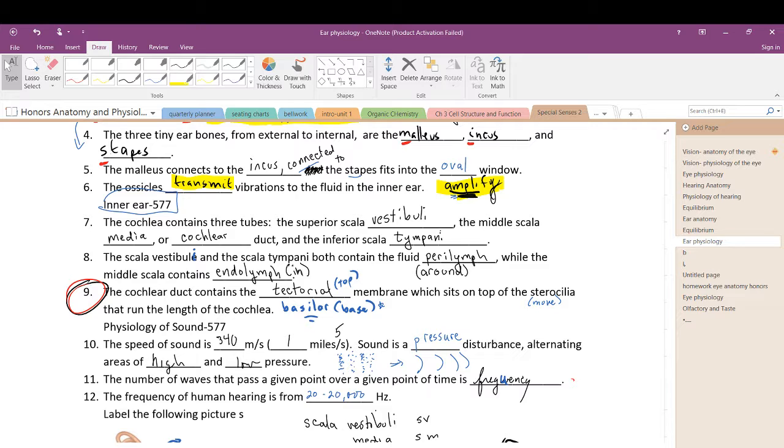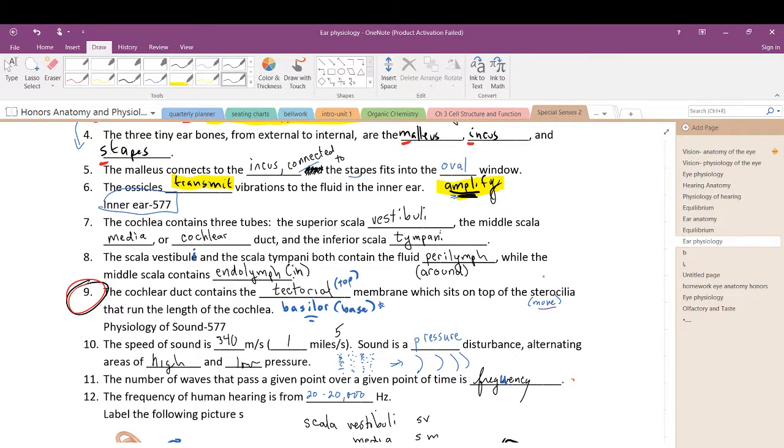So that's going to help you. Now we're going to, number nine I circle because that's going to really be important here. The cochlear duct contains a membrane on the top of it, and then that sits on top of stereocilia. Stereo just means that we're going to see movement, and they run the length of the cochlea, and then we're going to see a basilar membrane underneath. That's going to be really key. Look out for that in a bit.